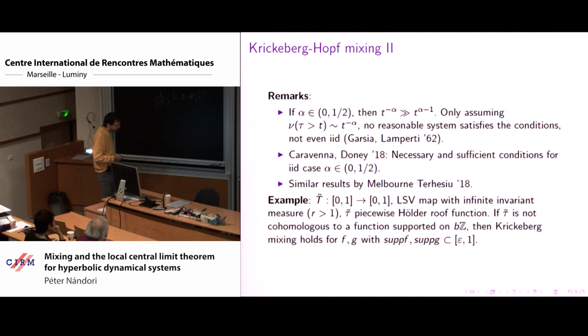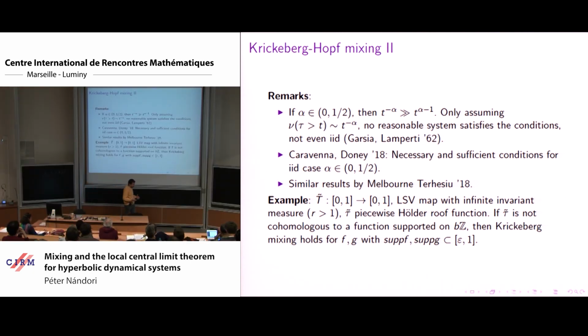Anyway, here is an example. I need to show you examples, right? The abstract setup is good, but if I can't show any example, then it's kind of useless, right? This example is a popular one: the Liverani-Saussol-Vaienti map. I didn't put down the formula, but if you listened carefully in previous lectures, then you hopefully still remember it, because it was already used.